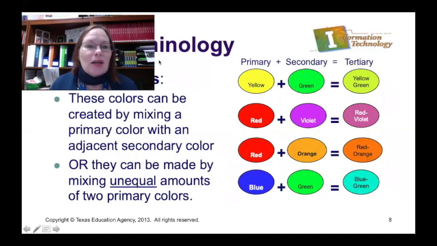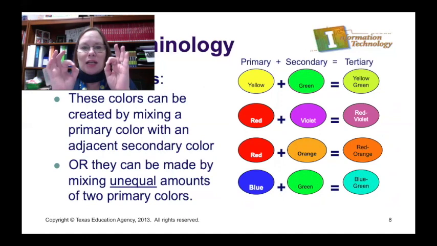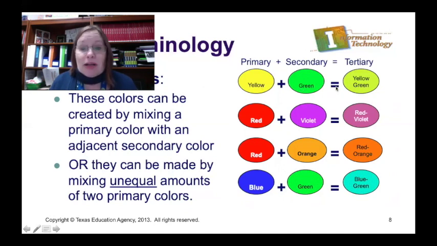But there's another one that we're going to look at called tertiary colors, all right? Tertiary colors. These colors can be created in two ways. First, you can mix an unequal amount of primary colors, or you can mix a primary and a secondary together, right? So let's look. Yellow plus green, yellow is primary, green is secondary, equals the tertiary, right? Red plus violet, red is primary, violet is secondary, equals red violet. Red plus orange, red orange, blue plus green is blue green.